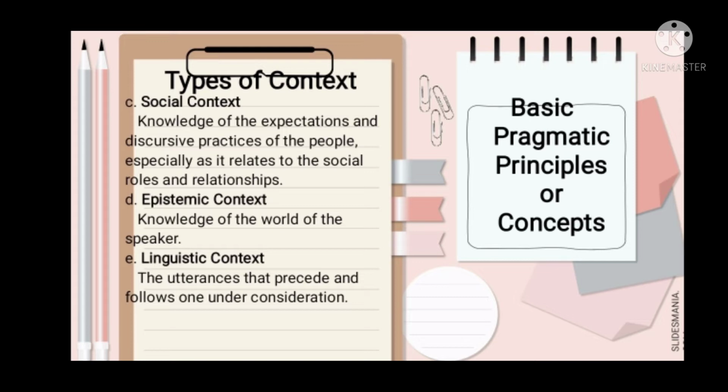The fourth type of context is epistemic. Epistemic contexts are the knowledge of the world of the speaker. And last, linguistic context: the utterances that precede and follow the one under consideration.